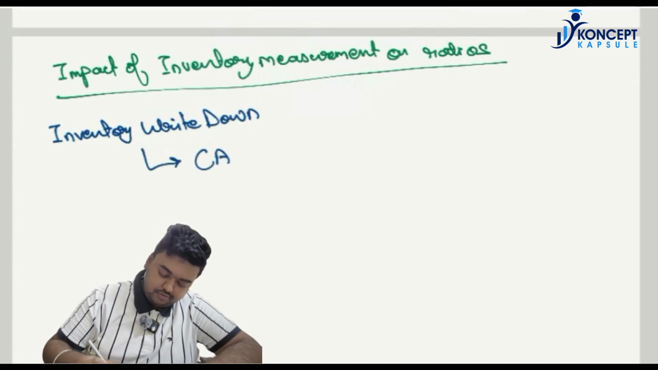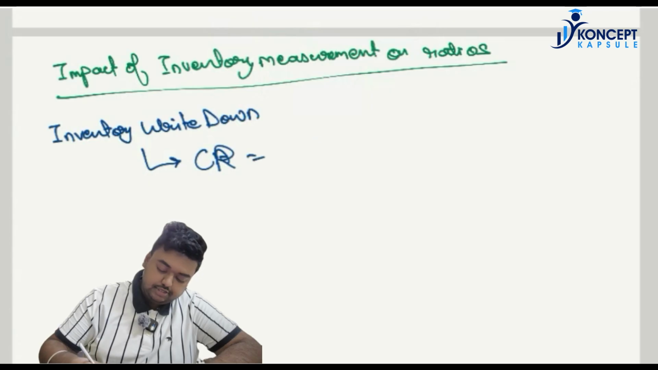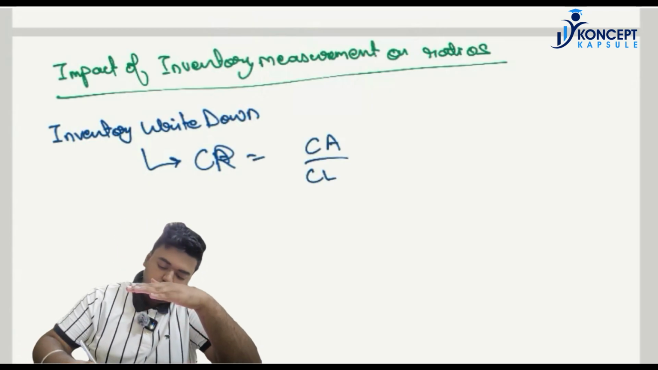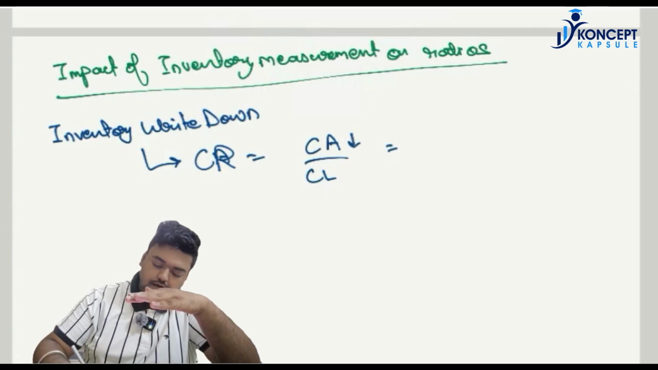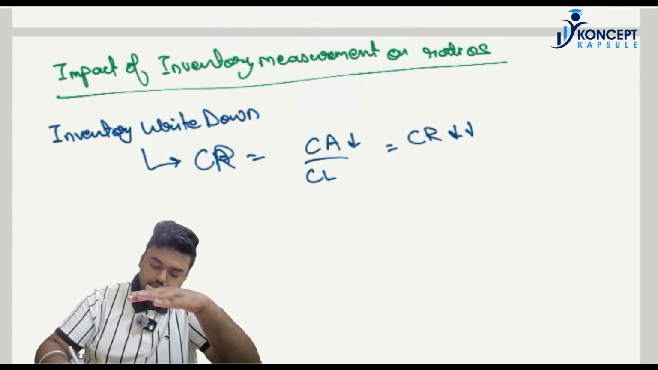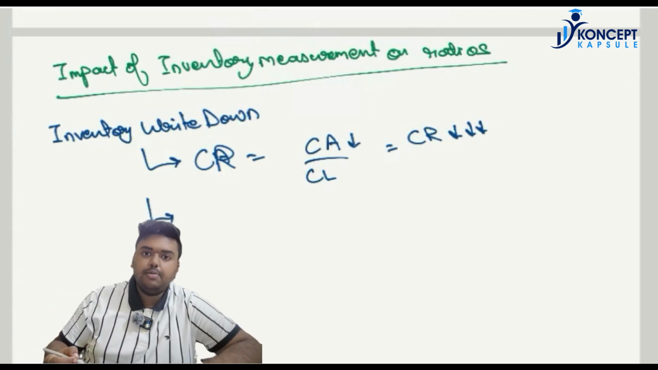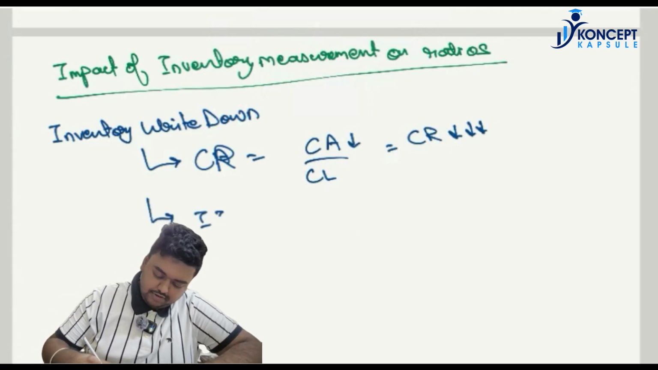So the first ratio we will talk about is the current ratio. What is the current ratio? Current ratio is current assets by current liabilities. So if there is a write down in inventory value, your current asset value will go down. So your current ratio will go down. Guys, very simple.